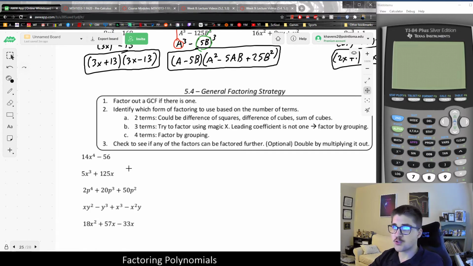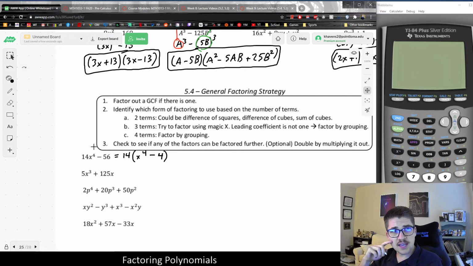So starting with the first one, step 1, I always want to factor out the GCF should there be one. And here I see a 14 and a 56. Both of those definitely have a common factor of 2. And 56 is also divisible by 7. So actually these are both divisible by 14. After I factor that out, that would leave me with x to the 4th minus 56 divided by 14, which I think is 4. x to the 4th minus 4. So that's step 1.